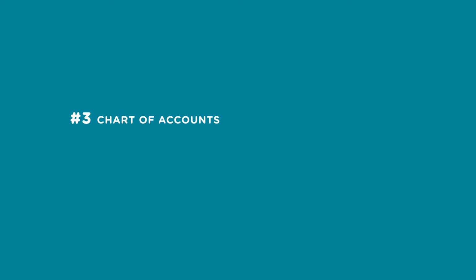Number 3, the chart of accounts. The chart of accounts can have no more than 699 accounts, including inactive accounts. If you have more than this, then you need to go ahead and delete accounts that have never been used and merge any duplicate accounts that you may have.